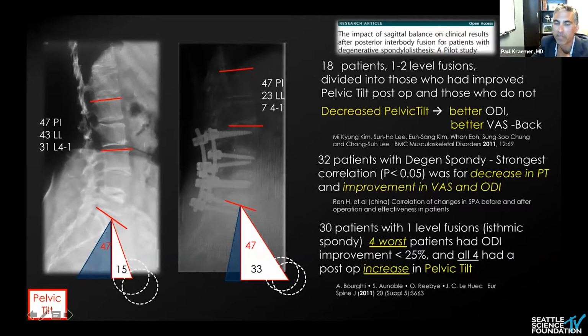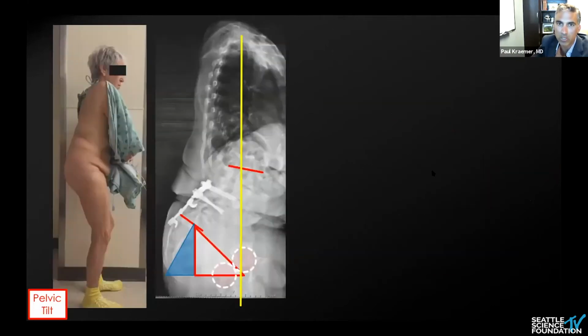And some of the studies I find the most interesting is just looking at the best versus worst patients. And here they looked at their worst patients; all had an increase in their pelvic tilt. If you have an increase in your pelvic tilt, it means you took away lordosis and they have to stand by increasing the amount of compensation that they have to do.